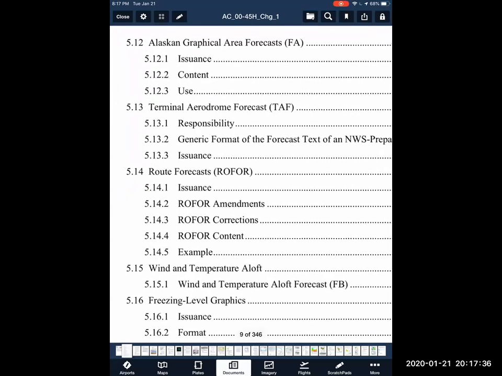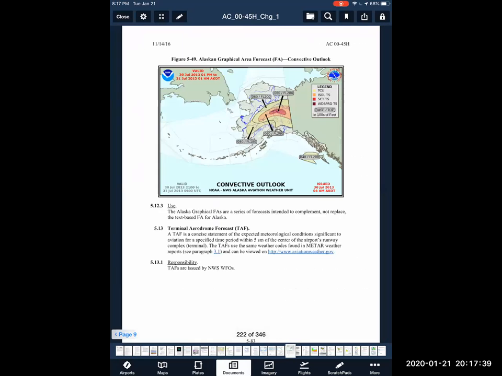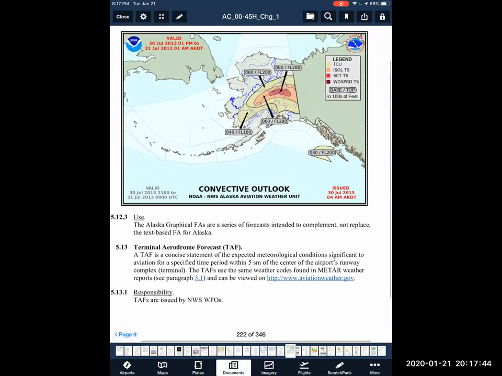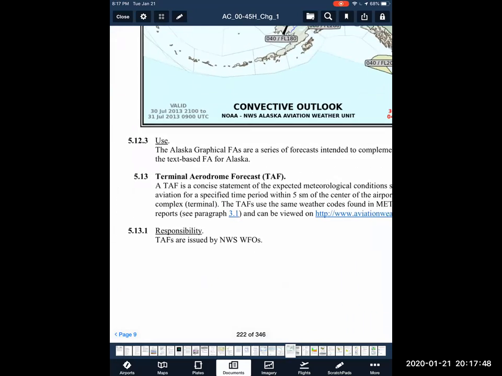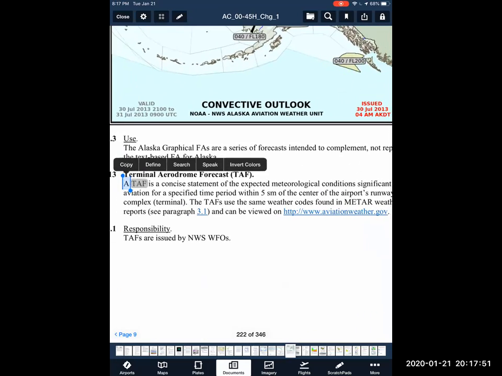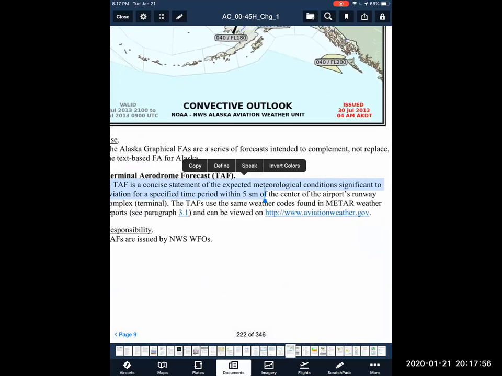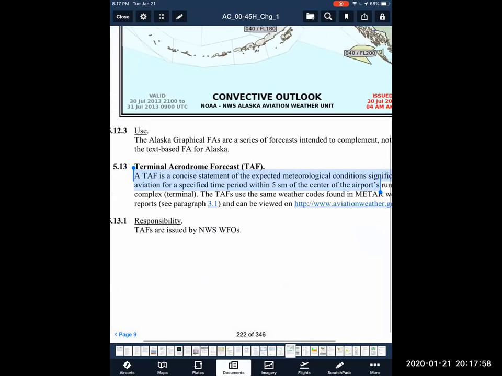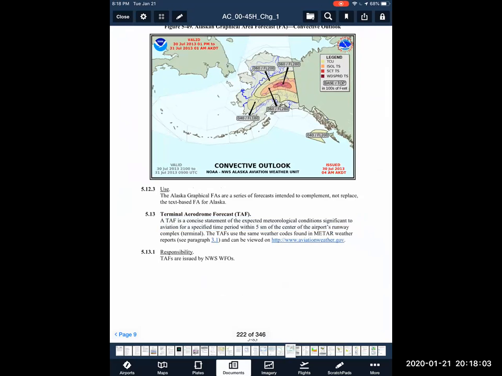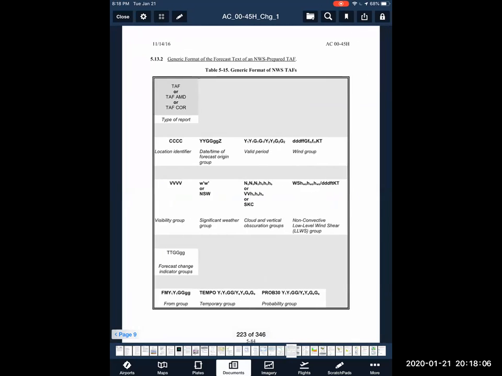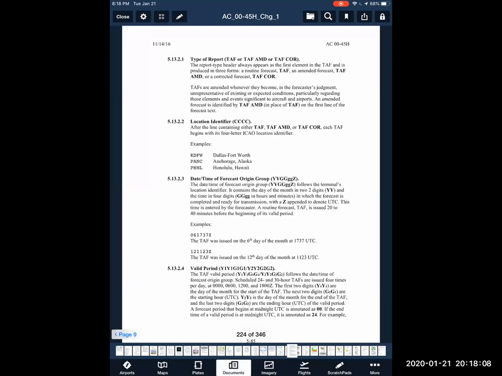There we see under 5.13 terminal aerodrome forecast. So we'll jump to that, and let's see if we can't find when these TAFs come out. By the way, this can give you information about what TAFs are. One of the limitations we have, for example, with a TAF is the fact that it is limited to a 5 statute mile ring around the center of the airport, specifically the runway complex. So if you've heard that information before, this is the source where that information comes from. Specifically right now, we're just looking for one particular thing, which is how often do they come out?